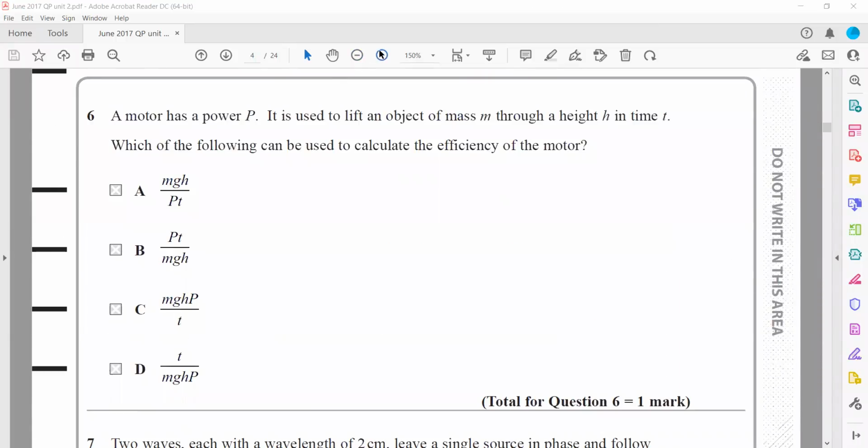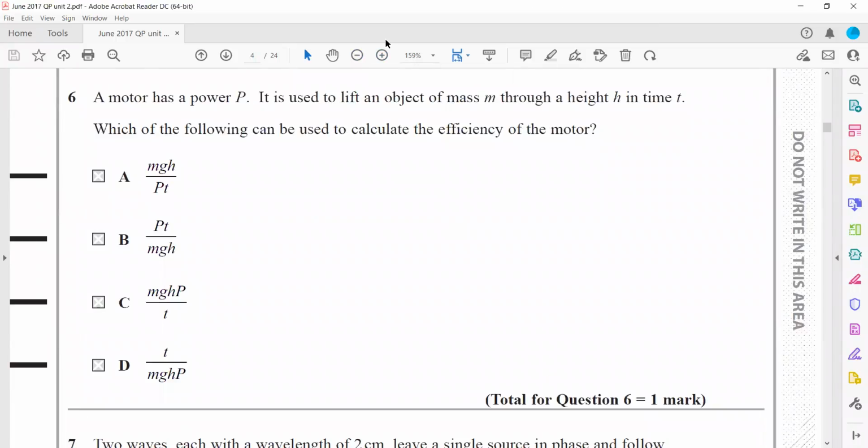Then in question 6, a motor has a power P. It is used to lift an object of mass m through a height h in time t. Which of the following is used to calculate the efficiency of the motor? So what is the formula? Efficiency is useful energy divided by total energy, multiplied by 100.